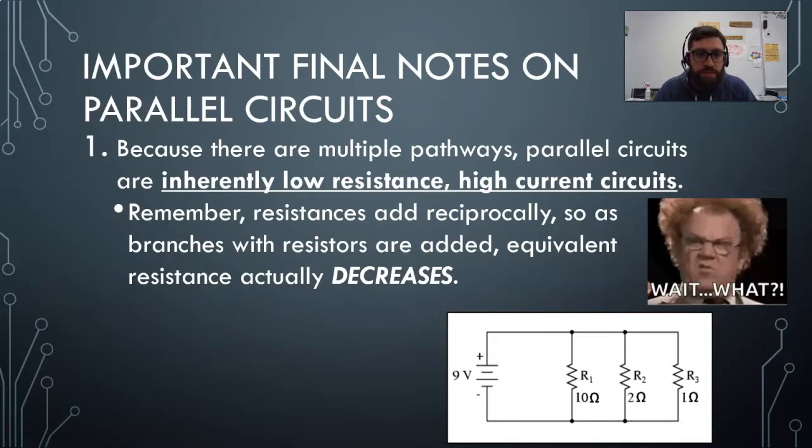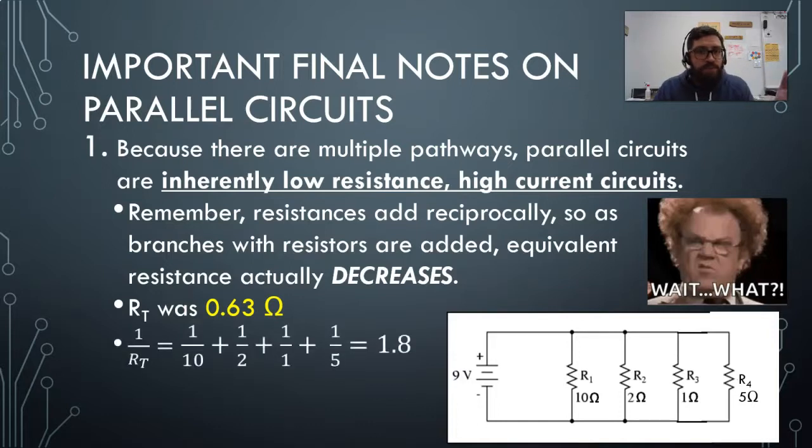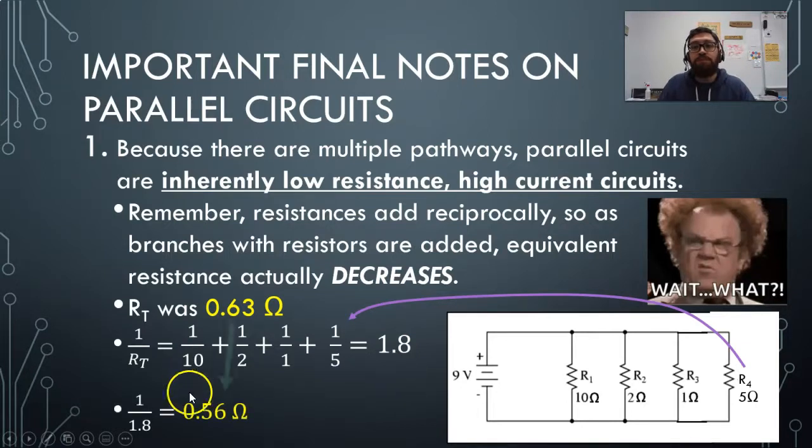Here was the circuit we were working with, and we found that the total resistance with this one was 0.63. So let's imagine now that we just add another resistor out here. Let's say we add another 5 ohm resistor. We've added more resistance, so you might think resistance might go up. Well, watch what happens. Let's add it reciprocally just like we did before, 1 over 10 plus 1 over 2 plus 1 over 1, and then we're going to add this 1 over 5, a new reciprocal to add. We get 1.8, and remember, that's not the answer. We have to take the reciprocal of that reciprocal sum. 1 divided by 1.8 gives us 0.56. The total resistance went down from 0.63 to 0.56.